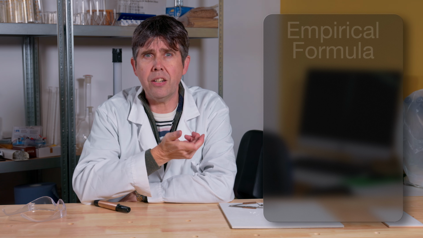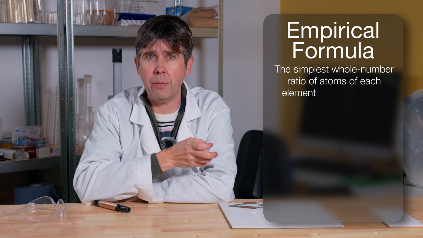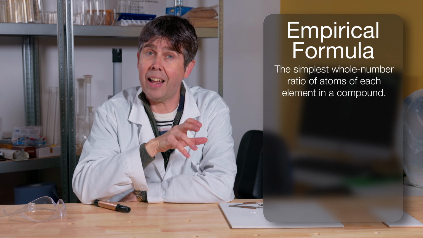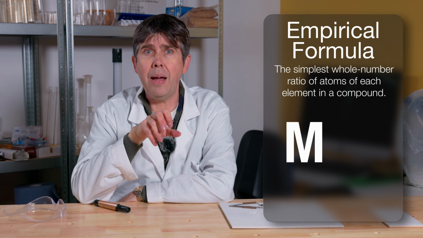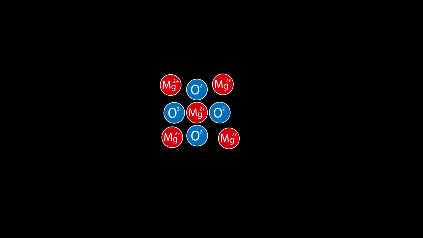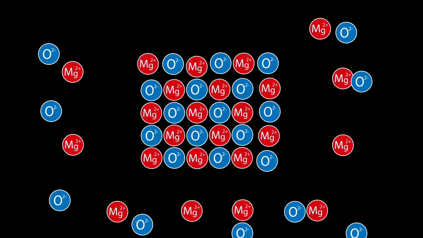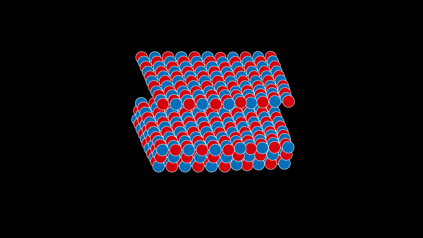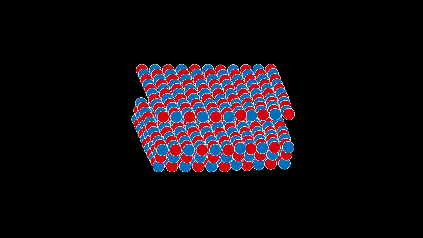This is why an empirical formula is needed to describe the new compound, and so we write magnesium oxide like this, MgO. And the resulting ions attract each other to make a vast lattice of alternating charges spreading out in all three dimensions, giving us the final structure of our first ionic compound.